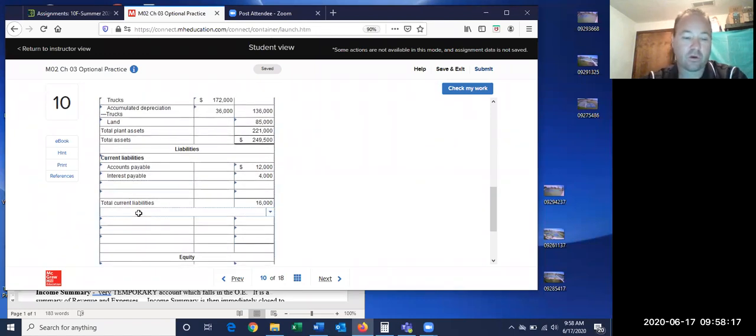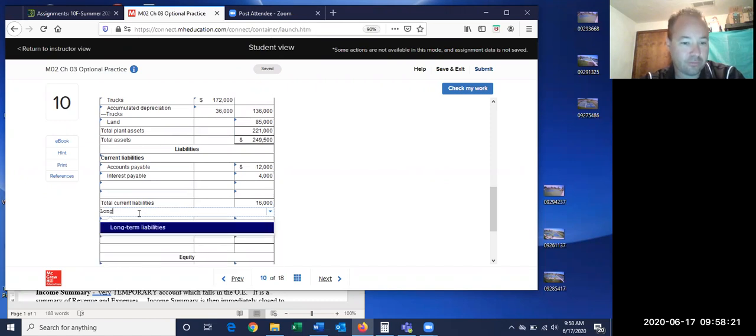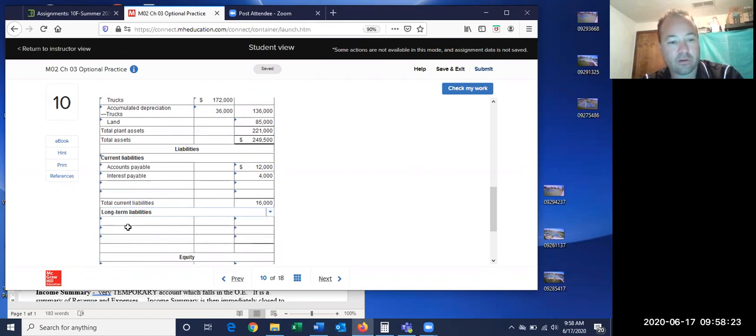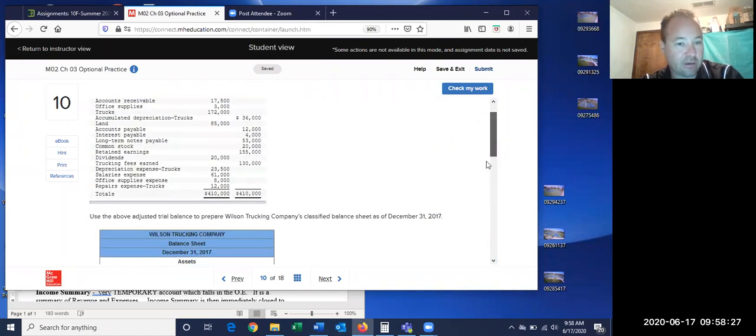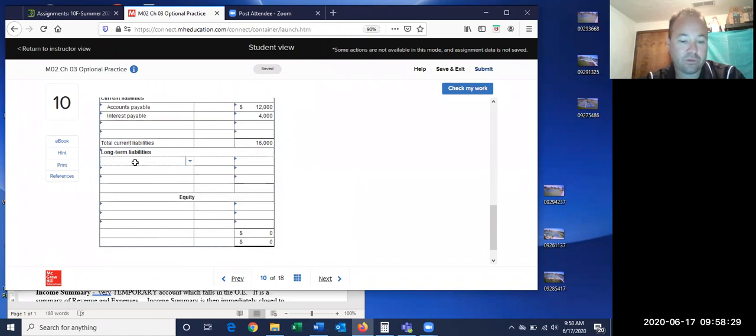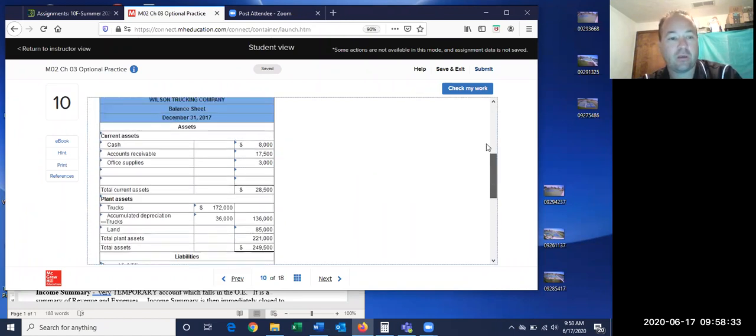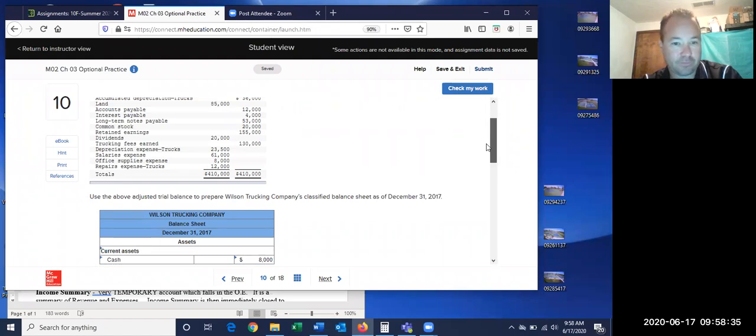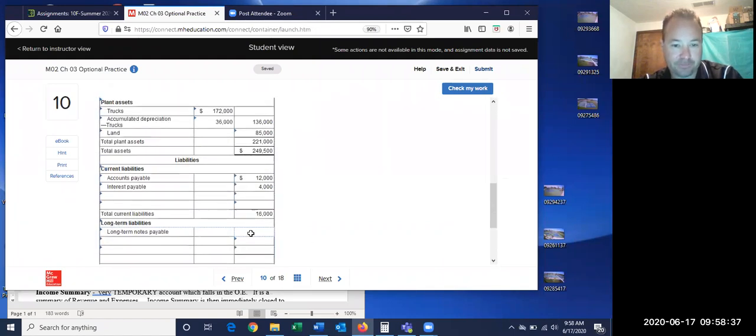We come down here to our non-current, long-term. Yep, that's what they want. Long-term liabilities. And they call it long-term notes payable. So that's what we'll use. Long-term note payable, 53,000.